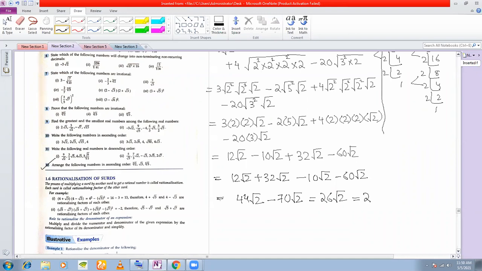And what is the value of root 2 that is given to you? The value of root 2 that is given to you is 1.414. So put the value of root 2 as 1.414. And now you multiply 26 into 1.414. If you multiply in your rough, you'll get 36.764. And that is the answer.